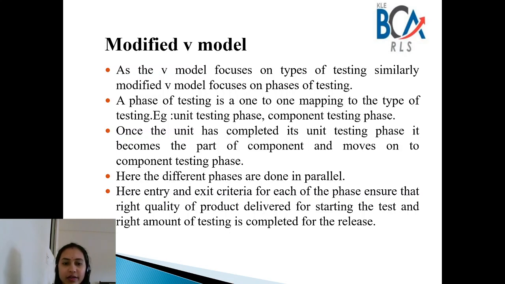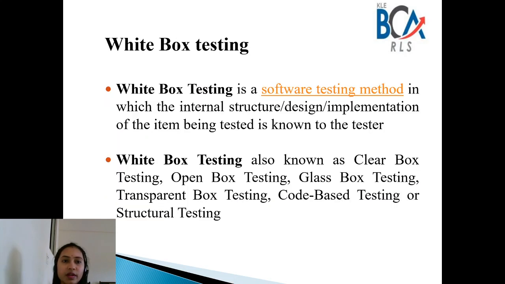As I have told, for the entry criteria for unit testing, you need to make sure that the right quality of product is delivered for starting the test, and the right amount of testing is completed to get the exit criteria. Once you finish the right amount of testing, the testing is completed for the unit testing phase, and it goes on to the release of the next phase, which is your component testing. Now let us see what is white box testing.